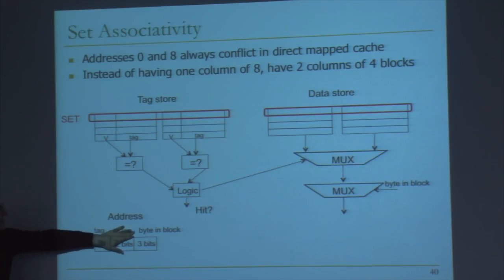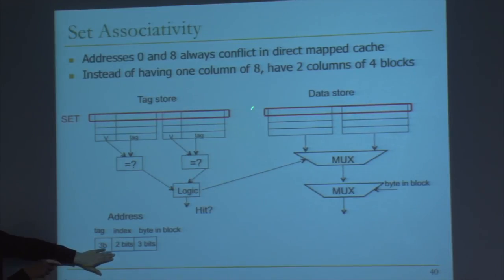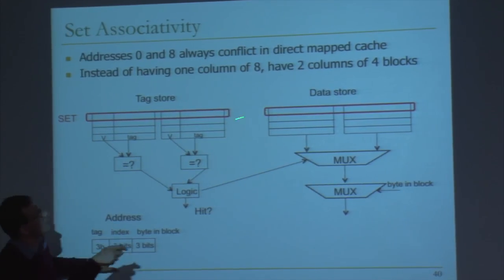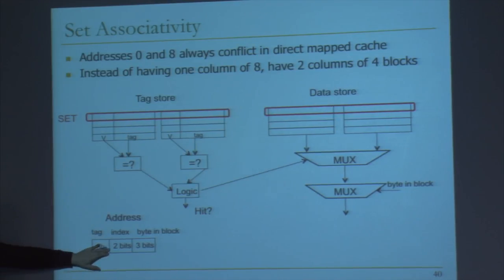Okay? And now your address looks like this. You still have the byte and block offsets. But remember, we organized this as 4 rows of 2 columns. So your index has become only 2 bits, because there are only 4 possible indices. You still have the same cache size in terms of the data store because each of those indices stores 2 blocks. But now your tag has become bigger, right? Because you need to be able to distinguish between these 2 blocks that are stored in the same index. Make sense? And your tag is 3 bits right now.